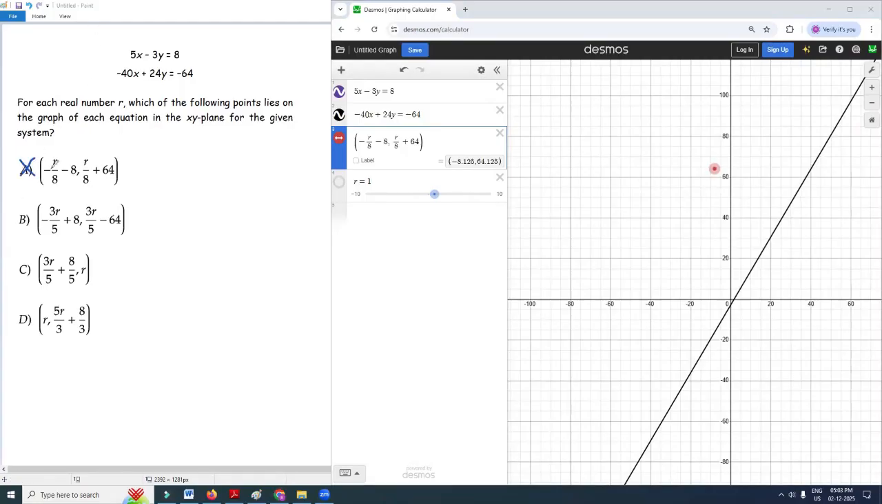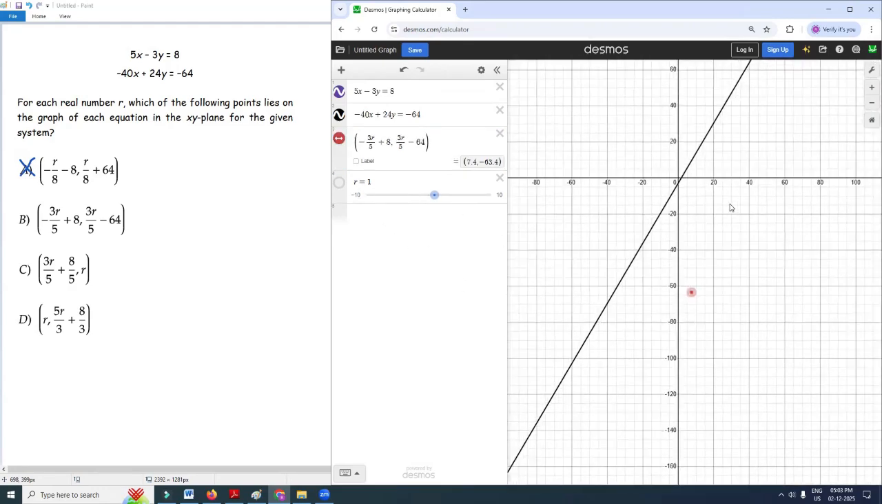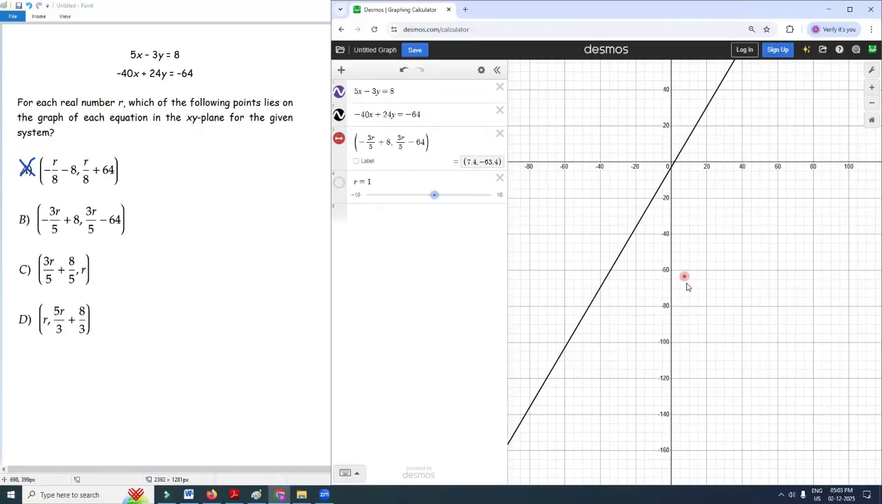Now let's consider the point in answer choice B. Let me make some changes to get the point in answer choice B. That is -3r/5 + 8, and 3r/5 - 64. I have taken the point in answer choice B. Here again r equals 1. 1 is a real value. When r takes the real value 1, the point is not on the graph. So we can reject answer choice B.